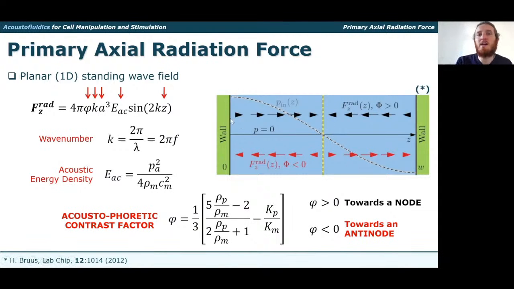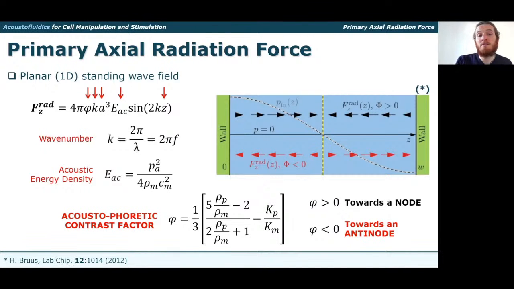So in the first case, as I said, particles are manipulated towards a node, which is indicated by the black arrows here at the top of this image. While in the case of a negative contrast factor, they are manipulated towards the pressure antinodes as indicated by the red arrows in this image.